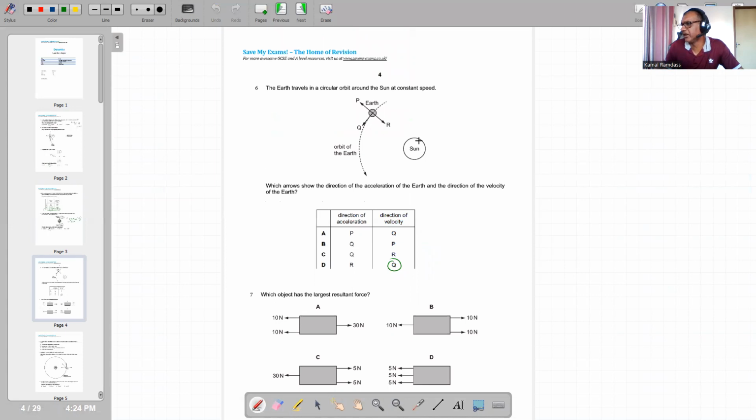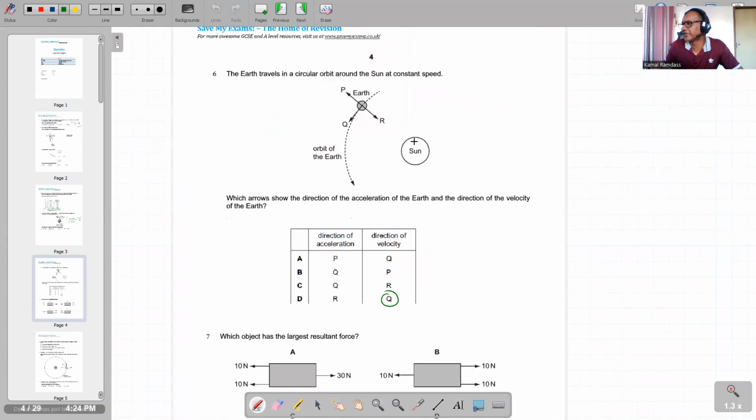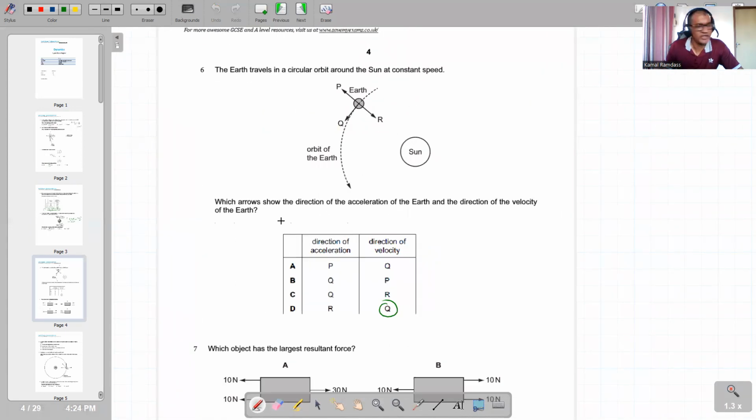The Earth travels in a circular orbit around the sun at constant speed. Which arrows show the direction of the acceleration of the Earth? Acceleration of the Earth, c'est R, toward the center of the circular path, toward the sun. And the direction of the velocity of the Earth, c'est in the direction of the tangent to the circular path. Ça veut dire Q. Voilà, la réponse est direction of acceleration, c'est R, et direction of velocity, c'est Q.